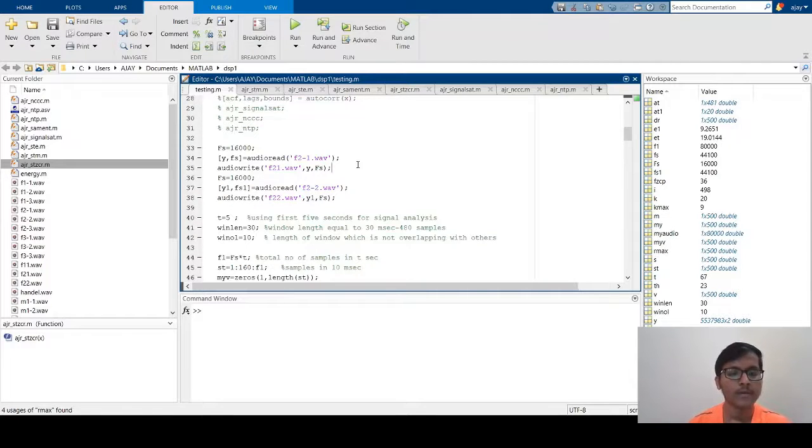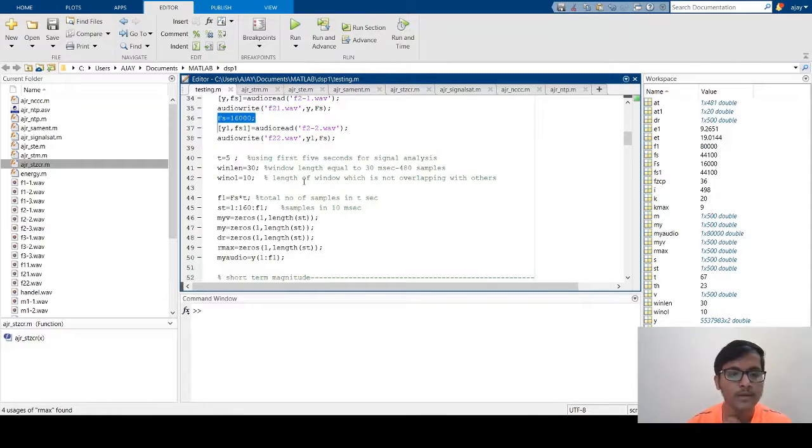So initially I am converting the frequency from 44.1 kilohertz to 16 kilohertz by writing audio read of file y, fs. Here initially we are obtaining y values. From those y values, here we are converting to 16 kilohertz. In a similar way, I have taken two signals like this. Next, here I have taken only t equal to 5 seconds to analyze. So I will be drawing all the plots according to this basis.